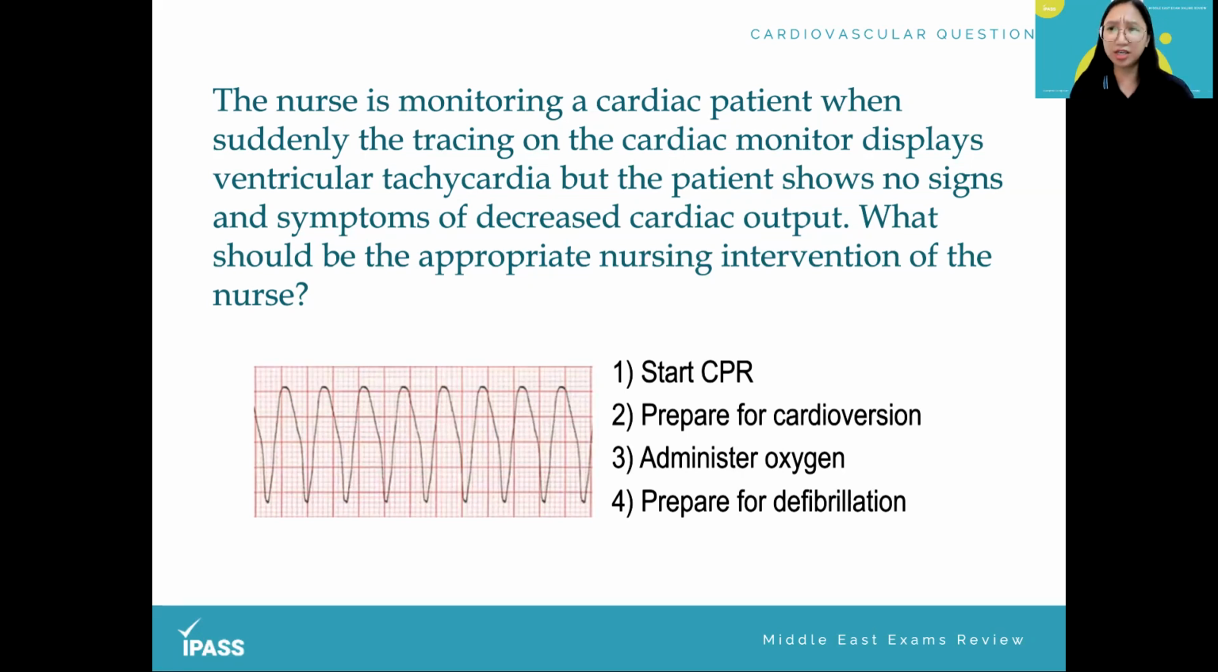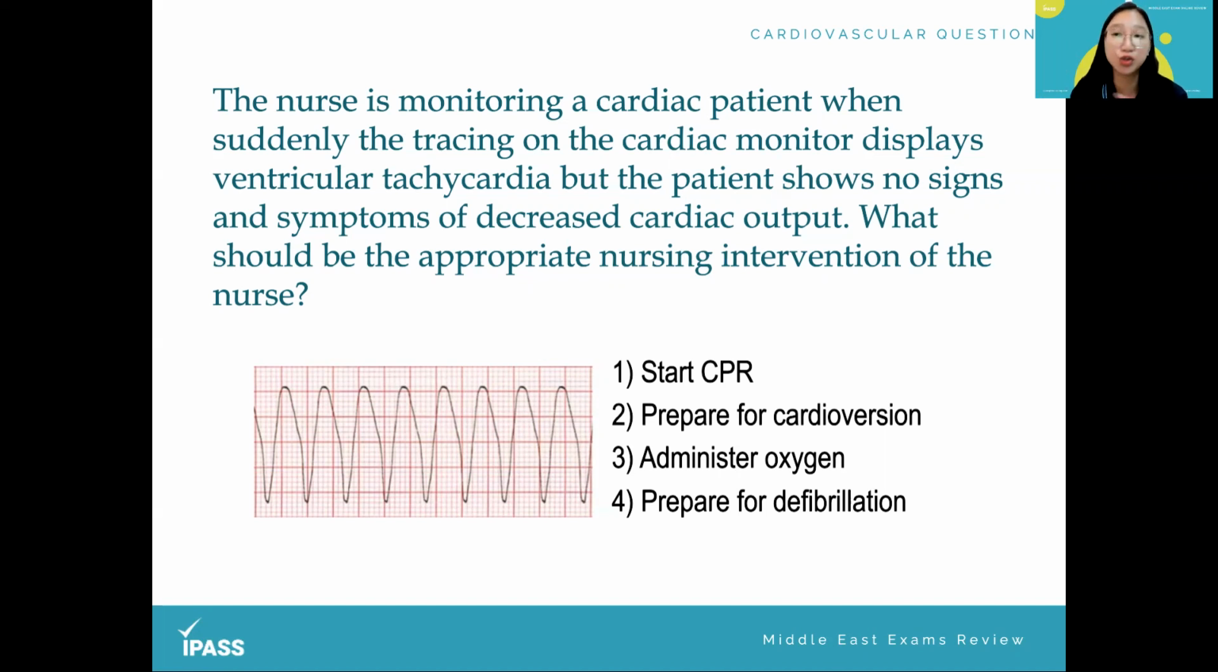The patient doesn't have signs and symptoms of decreased cardiac output. The pulse of the patient is good. The heart rate of the patient is good. So if that's the case, let's see now the tracing. The ECG tracing is ventricular tachycardia, meaning that the QRS complex is widened. The P wave is not seen, so we cannot see the atrial contraction. Only the QRS, or the ventricular contraction, is seen, and it is prolonged.